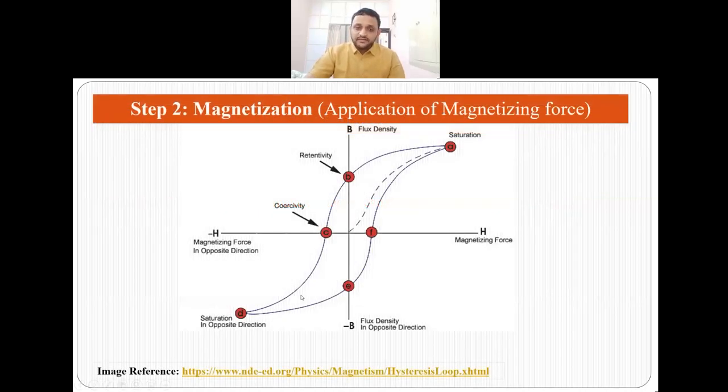So after we clean the surface, step two is magnetization, or application of magnetizing force. Here we apply a magnetizing force and we either go till the saturation point, or we use residual magnetization. In both cases we can use it for inspection. We can magnetize the component till here or till here. Both are good for testing.